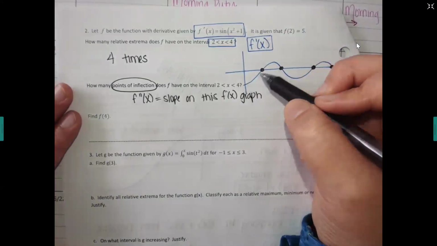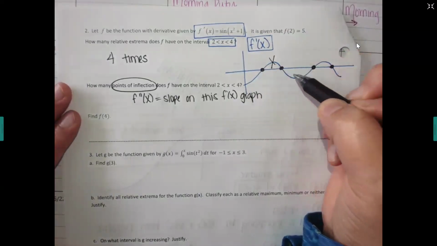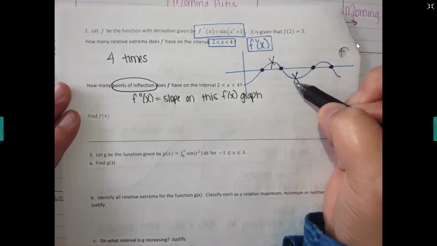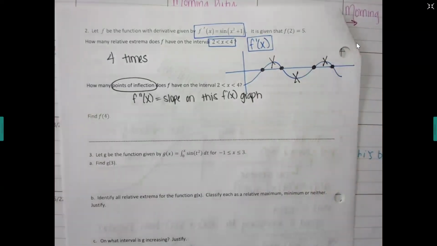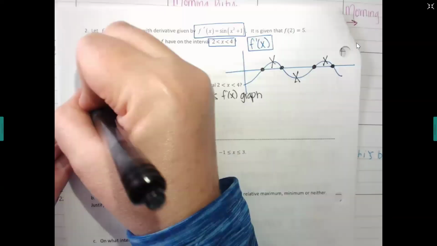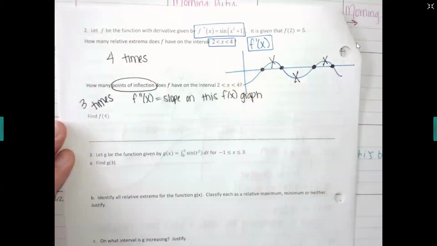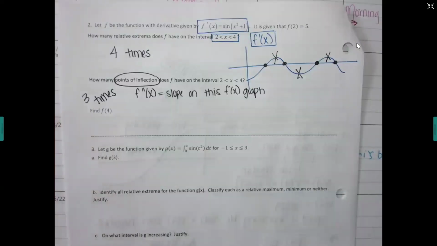So it's uphill till here, downhill till here, uphill till here. And then at the very end, it kind of cuts off before it really switches, so that doesn't count. So you would have 3 times for your point of inflection. But remember, you're not looking at changes in concavity on this graph because this is F prime that we're using to answer questions about a graph we don't have.